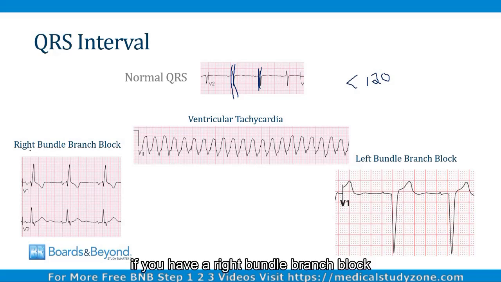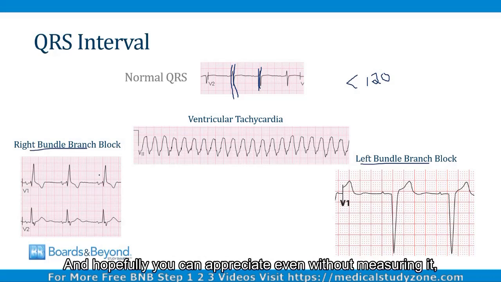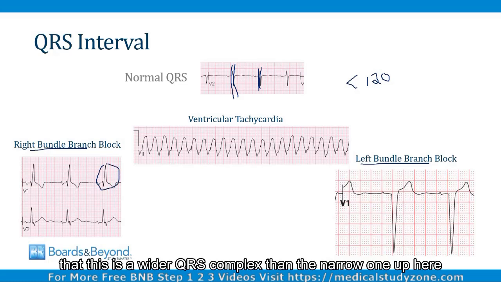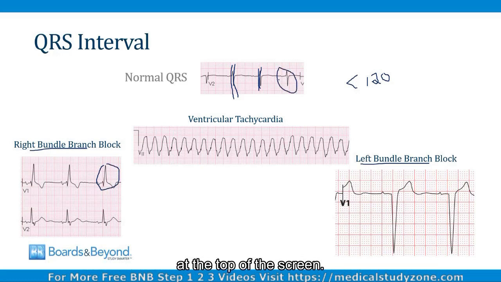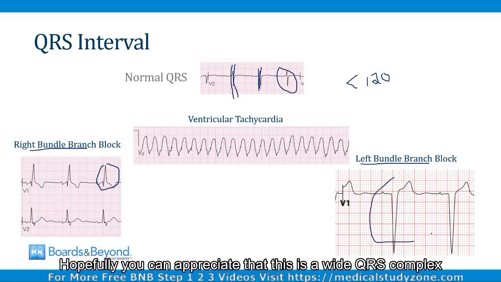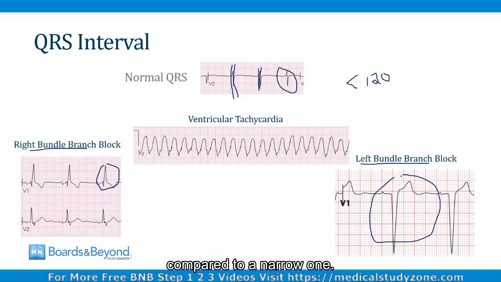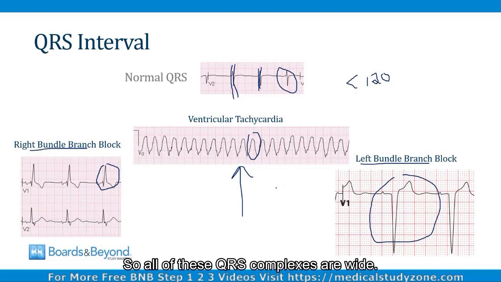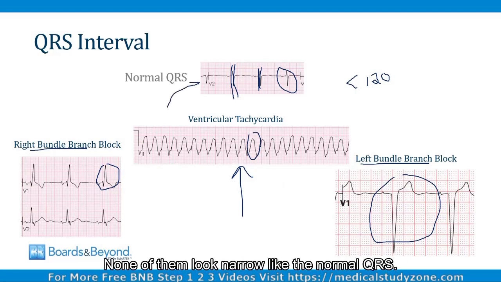First of all, if you have a right bundle branch block or a left bundle branch block, that will make the QRS complex wide. And hopefully you can appreciate, even without measuring it, that this is a wider QRS complex than the narrow one up here at the top of the screen. Same is true for the left bundle branch block. Hopefully you can appreciate that this is a wide QRS complex compared to a narrow one. And then the final cause of a wide QRS complex is ventricular tachycardia, which we've already been talking about. So all of these QRS complexes are wide. None of them look narrow like the normal QRS.